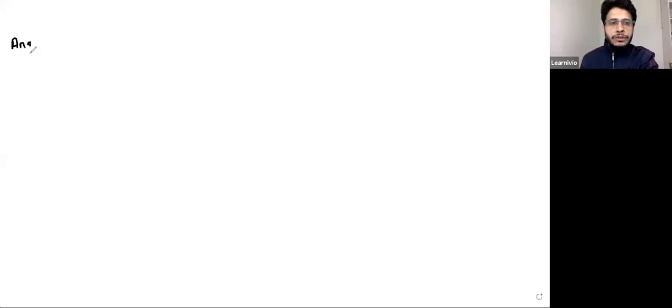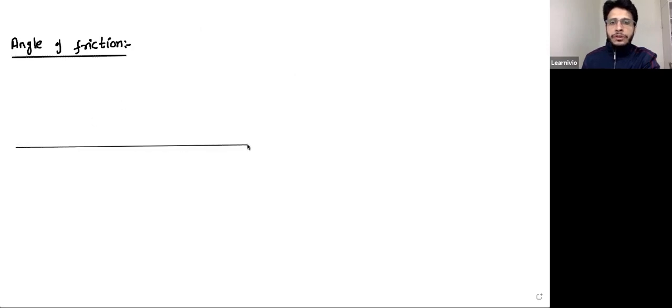Okay, after types of friction, the next topic is angle of friction. Angle of friction simply means, this is a flat surface, over this flat surface I placed a body. See, what is angle of friction?